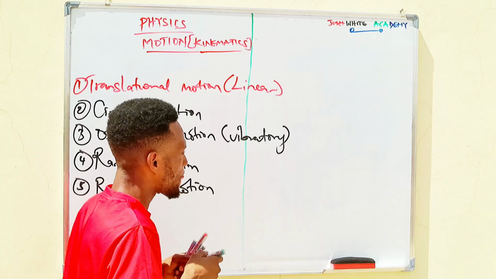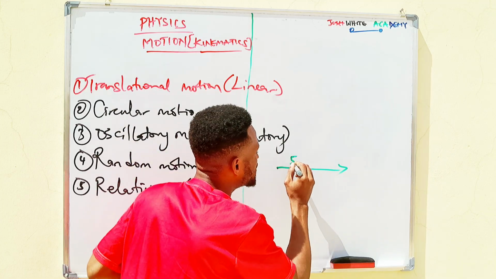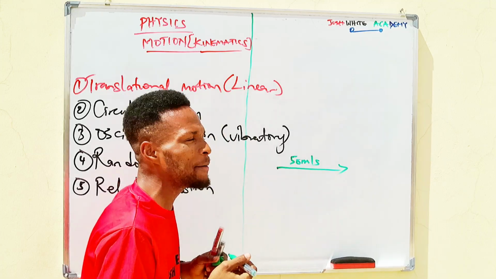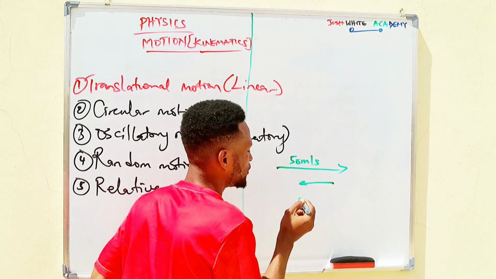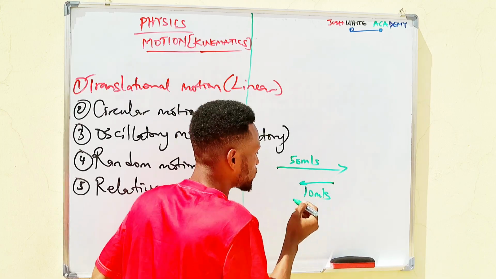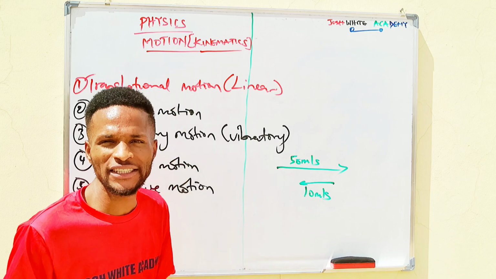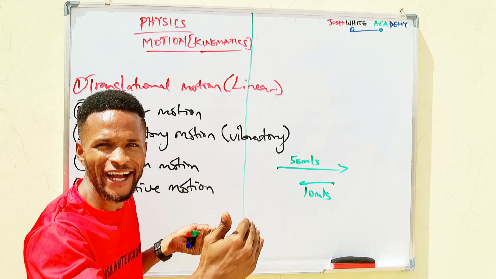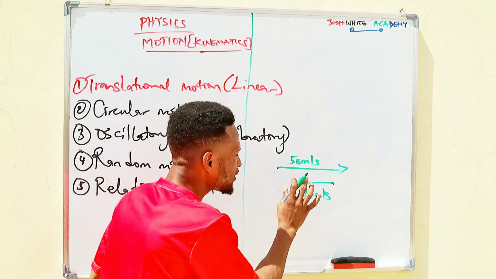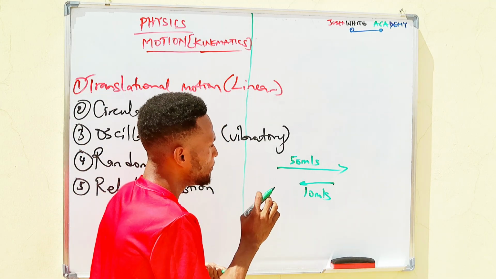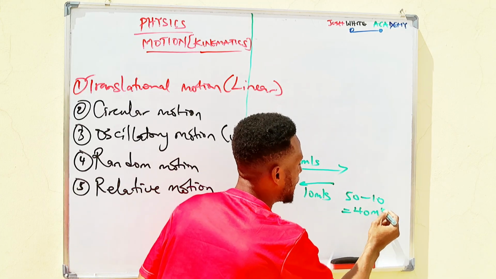Let's say for instance, a vehicle is moving towards this direction at 50 meters per second. And a man inside the vehicle is moving in opposite direction, let's say 10 meters per second. How will you find the resultant velocity? If they are moving in opposite direction, you subtract it. So the relative motion now will be 50 minus 10, which will give you 40 meters per second.